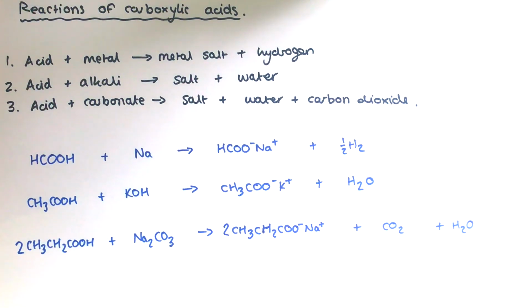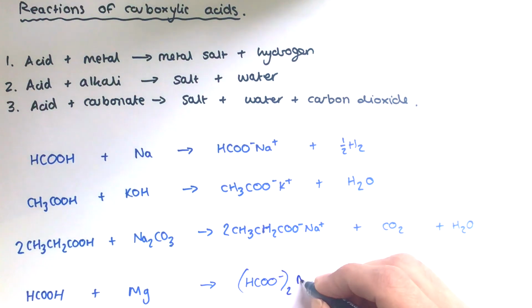Some more examples. So we could react with, say, magnesium. So if I just take methanoic acid again, and I put in some magnesium metal here, we just need to make sure that we're careful about the charges of the ions that are being made. So in this situation, the methanoate ion is going to be 1-, so we're going to need 2 of those for our 2+ charged magnesium.